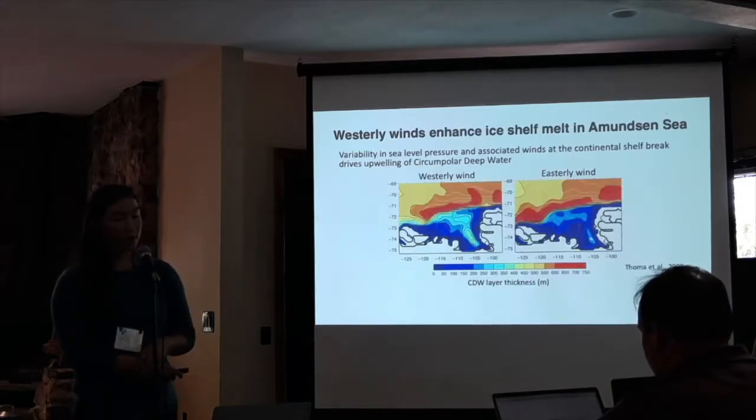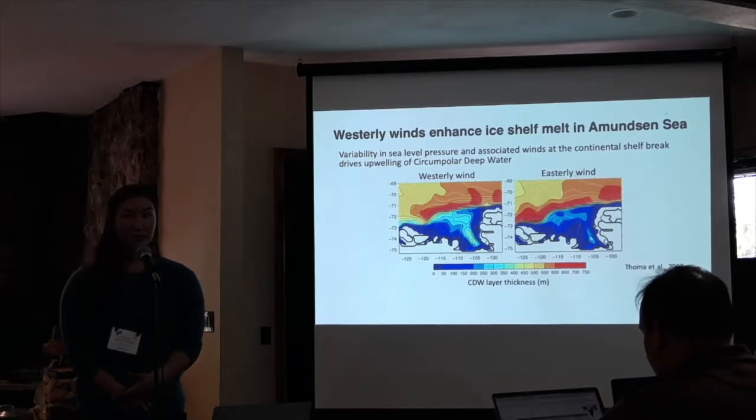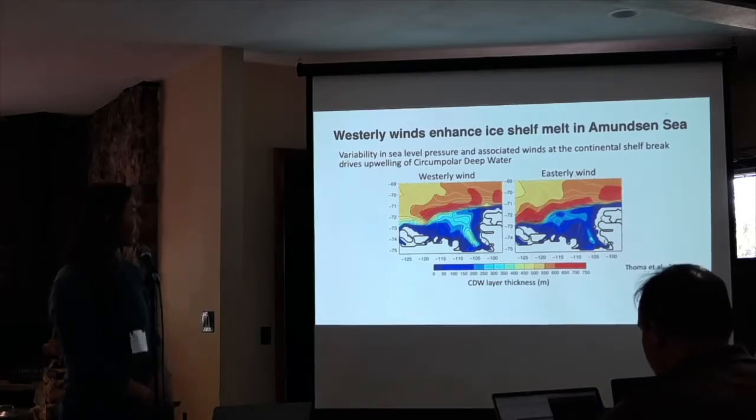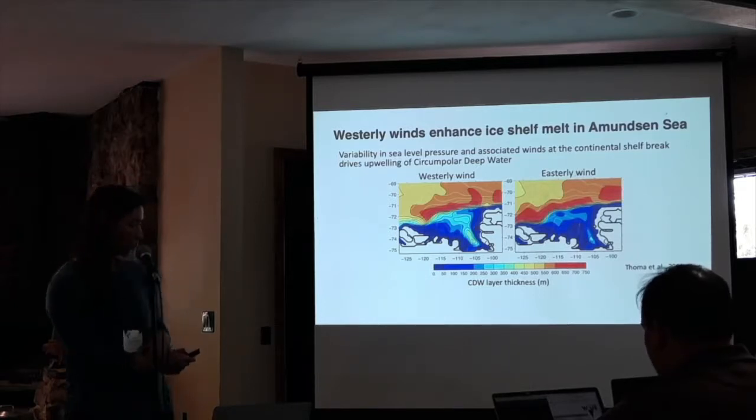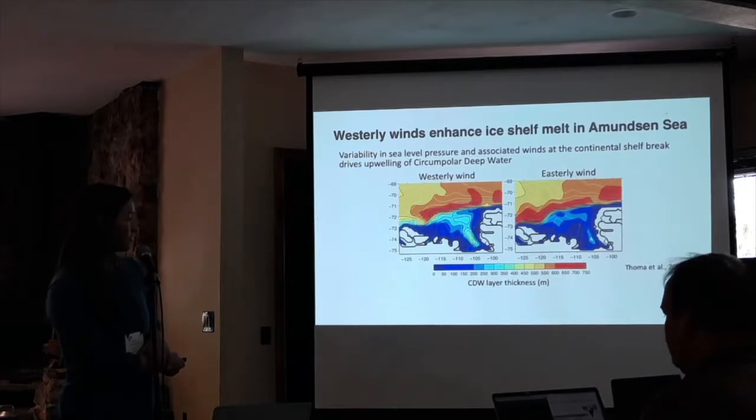The westerly winds are also important in the Amundsen Sea, as Andrew gave a good introduction to this morning. So variability in sea level pressure in the Amundsen Sea causes winds to change at the continental shelf break. So this is the continental shelf break. These are the Amundsen Sea ice shelves, and the colors here are showing the thickness of circumpolar deep water.